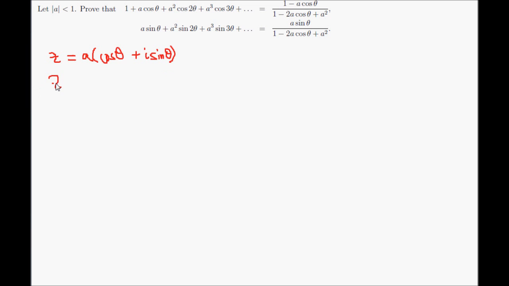Then z to the nth power would be equal to a to the n times cosine n theta plus I sine n theta. And to be more explicit about it, let me write it like this: a to the n times cosine n theta plus I times a to the n times sine n theta.